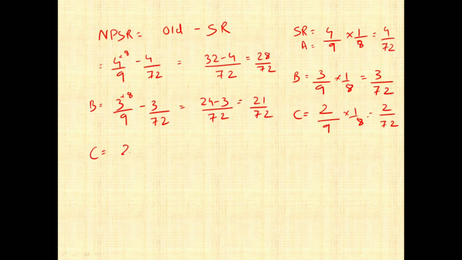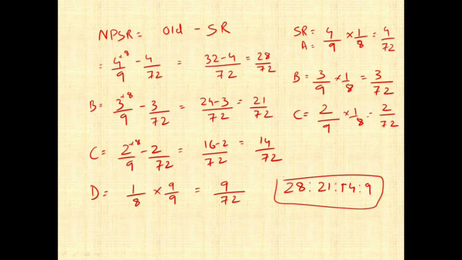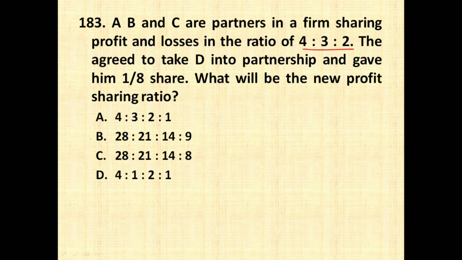For C, the ratio is 2/9 minus 2/72, that is 72 is the LCM. 2 into 8, 16 minus 2 is 14/72. And for D, the ratio is 1/8, and if we have to get the denominator as 72, we have to multiply this by 9 and 9, so it becomes 9/72. So therefore the ratio is going to be 28:21:14:9. So this is going to be the new profit sharing ratio, which is nothing but option number B.